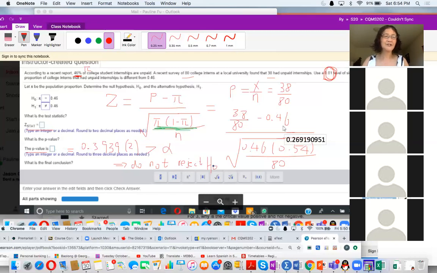But what is H0? H0 said population proportion pi equal to 0.46. H1 said population proportion pi not equal to 0.46. Okay, so that is this question, a hypothesis test about one population proportion. Any questions about this question?